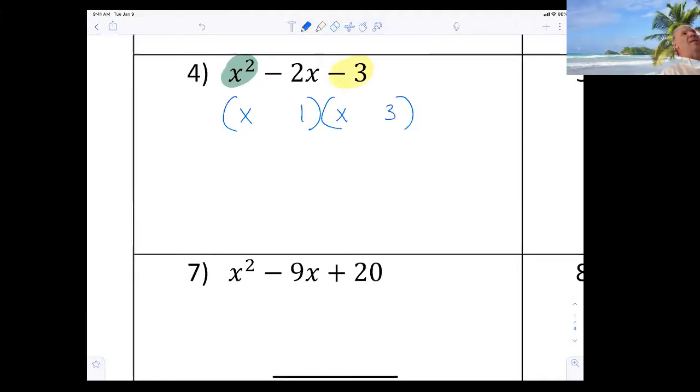Now, I need it to be negative 2x. So this smiley face creates a 1x, and this smiley face creates a 3x. So I want negative 2x. So the 3 must be what? And the 1 must be, there you go.